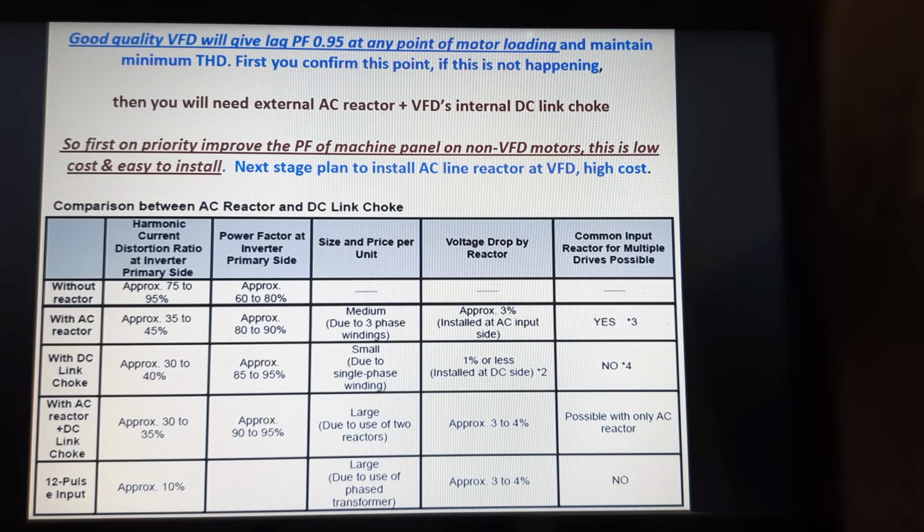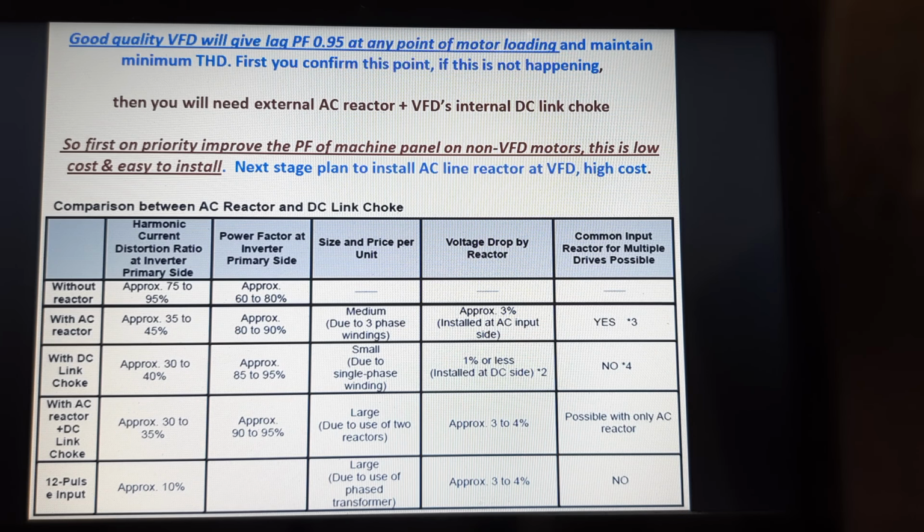A good quality VFD will give a lagging power factor of around 0.95 at any point of motor loading, say from one-third loading to full loading, and maintain minimum THD. First you confirm whether this is happening in your VFD. If it is not happening, then you need to add an external AC reactor along with the VFD's internal DC link choke.